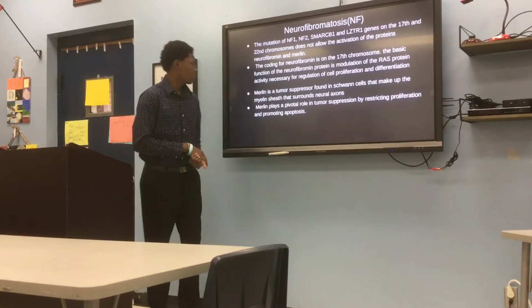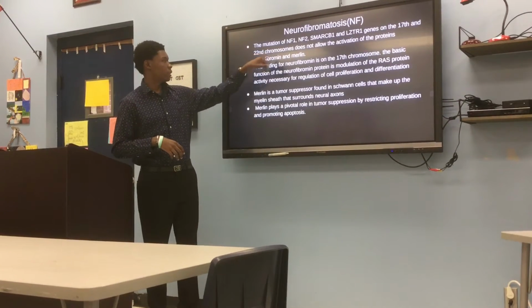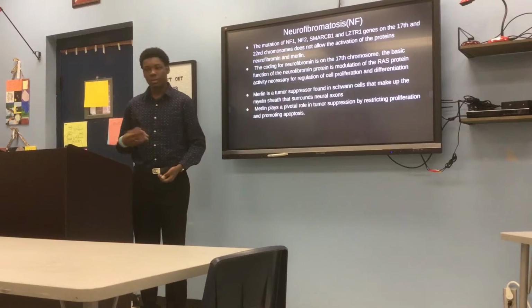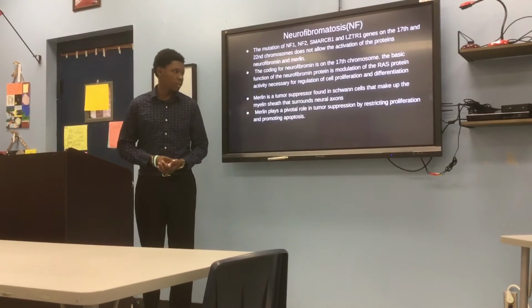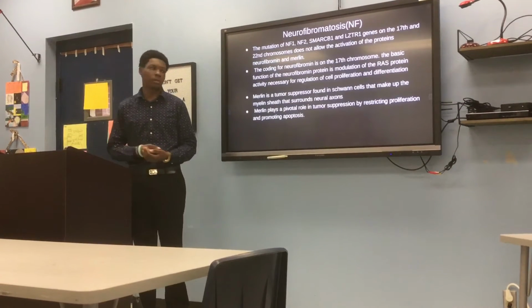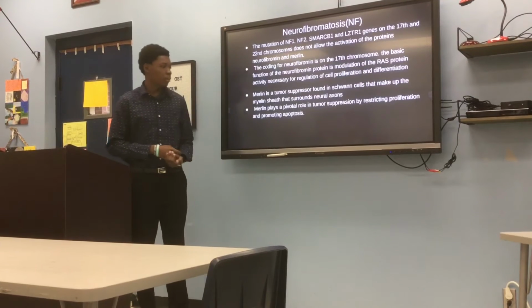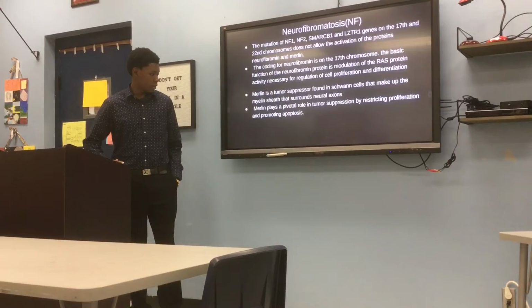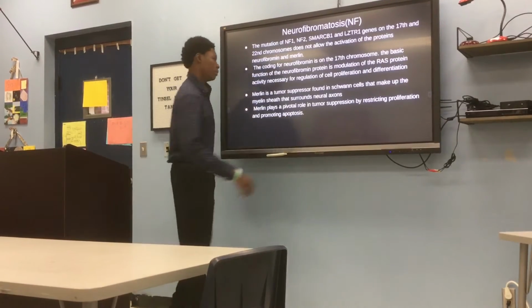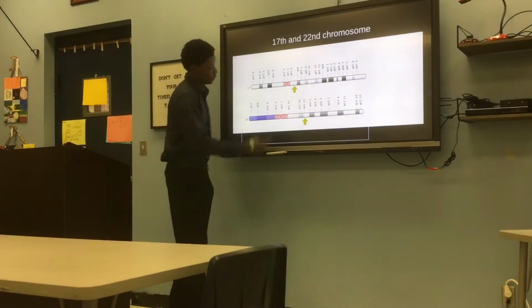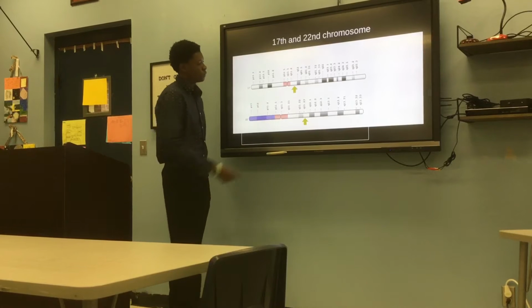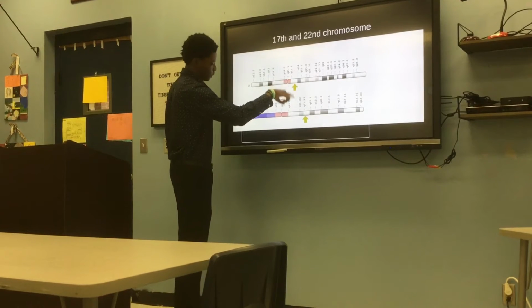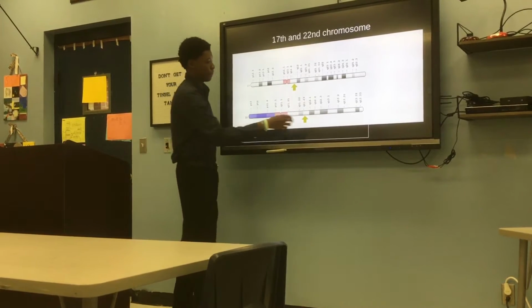And Merlin is from the 22nd chromosome, and it is also a tumor suppressor found in Schwann cells that make up the myelin sheath that surrounds our cells. Merlin plays a pivotal role in tumor suppression by restricting proliferation and promoting apoptosis. This is the 17th and 22nd chromosome. This is where NF1 and NF2 genes are located.